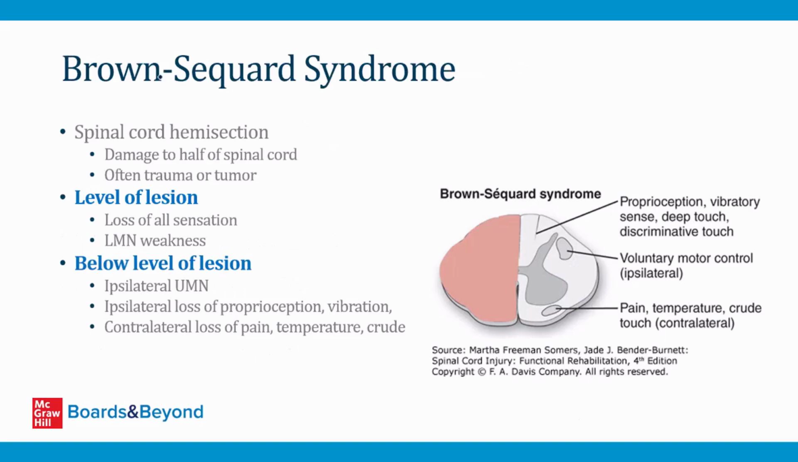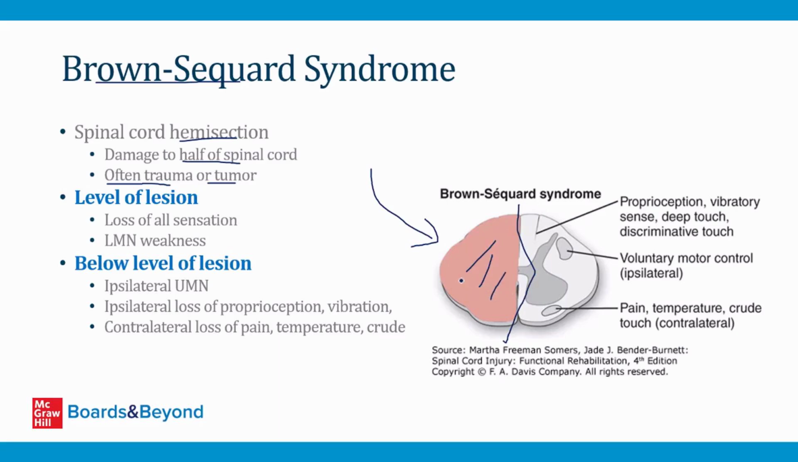Okay, next let's talk about Brown-Séquard syndrome. This refers to hemisection of the spinal cord, which means damage to half of the spinal cord. This usually occurs as a result of trauma to the spinal cord or sometimes tumor invasion of the spinal cord. It leads to a spinal cord lesion that looks like what I've shown here, where exactly half of the spinal cord, everything shown in red here, is going to be damaged.